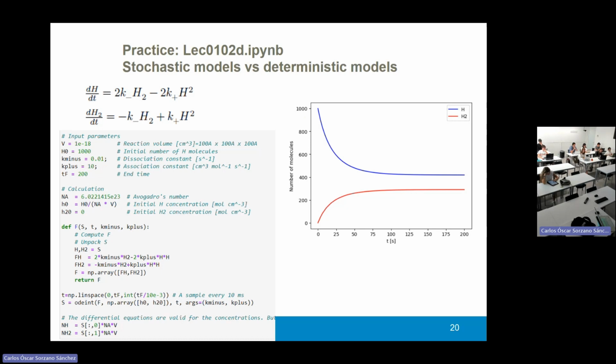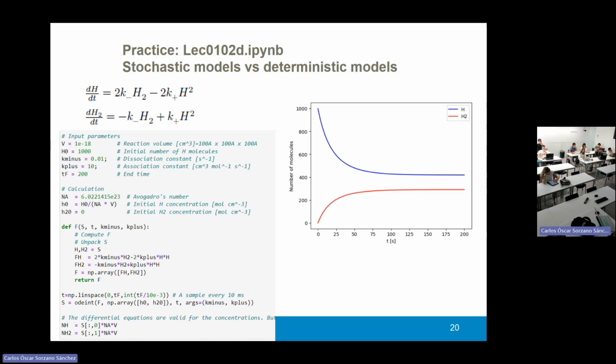Now we have to define the derivatives, but now we know how to do it. So this would be our function f, and we have to say what is the derivative of h, what is the derivative of h2, and this is just the equations here. And then we solve it, and we plot it. This is at the level of molecular molar concentration.